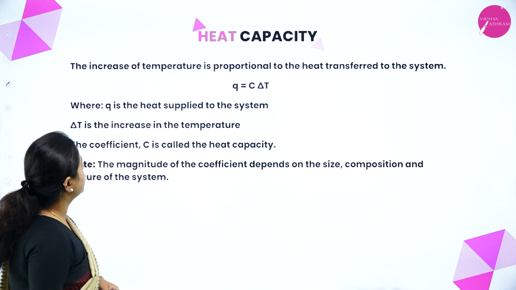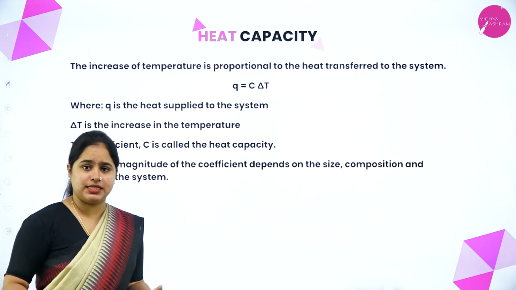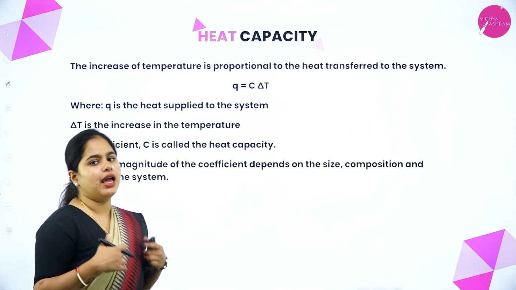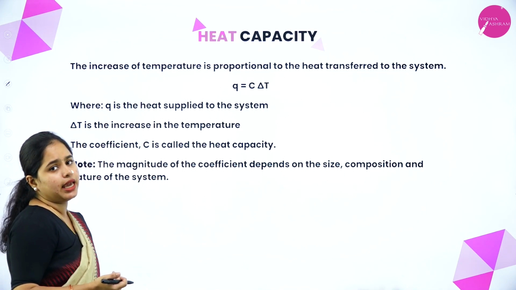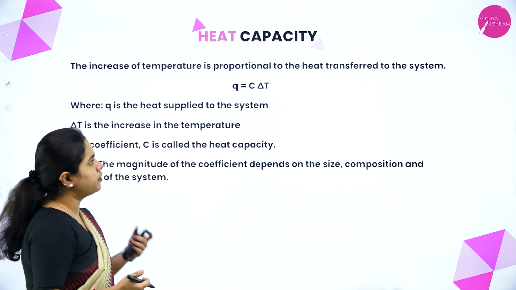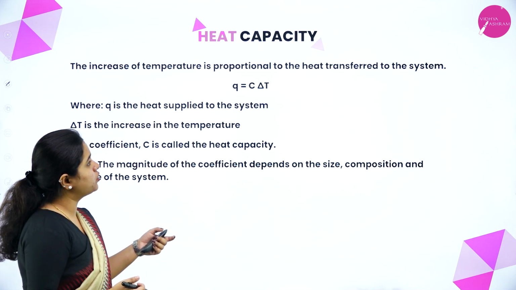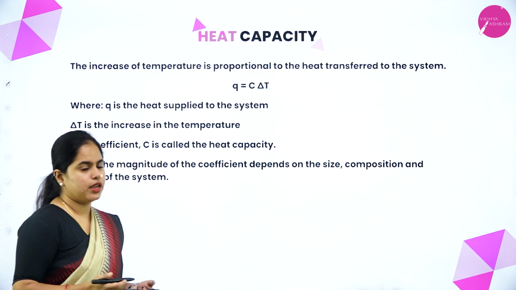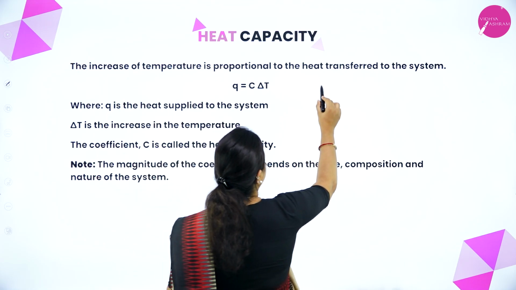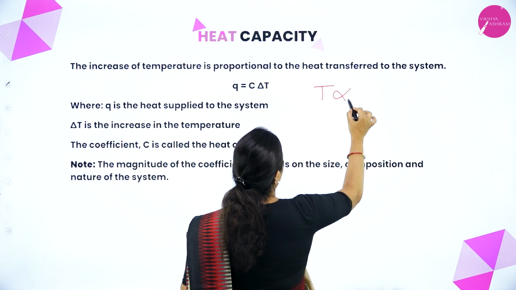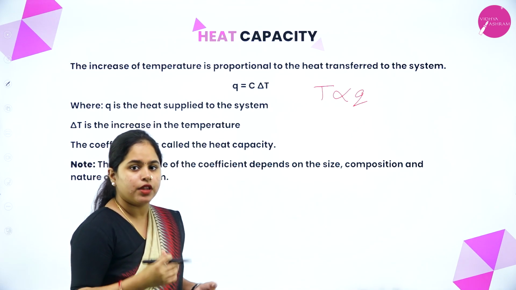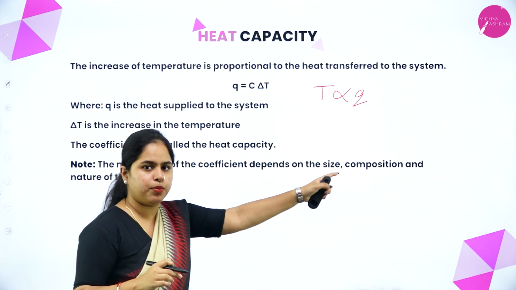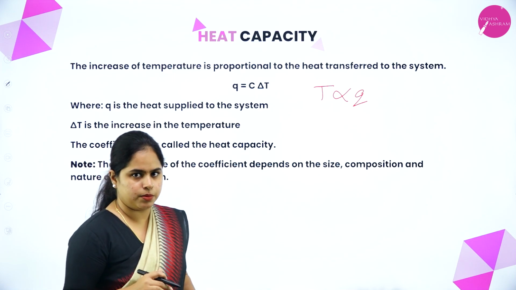Now, moving on to the next one, that is heat capacity. So, we completed enthalpy and the change in enthalpy and the different equations for it. Now, the next one is heat capacity. Now, the increase of temperature is proportional to the heat transferred to the system. That is, the increase in temperature is directly proportional to the heat transferred to the system.